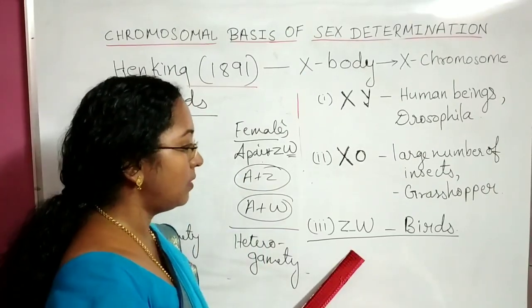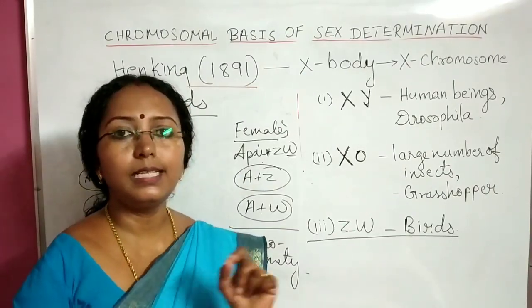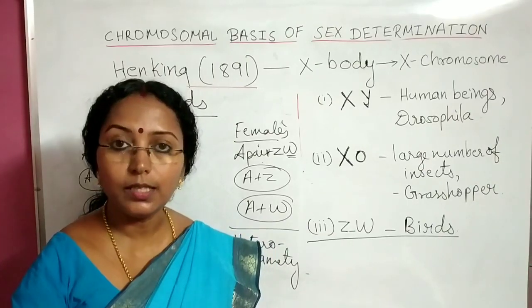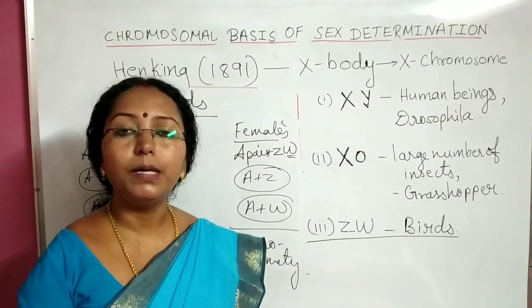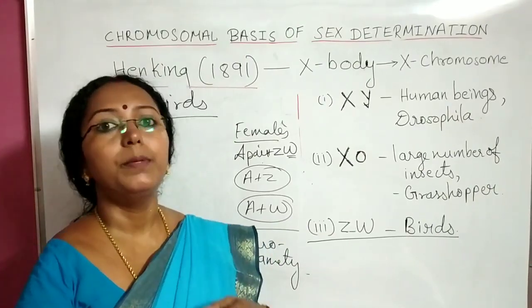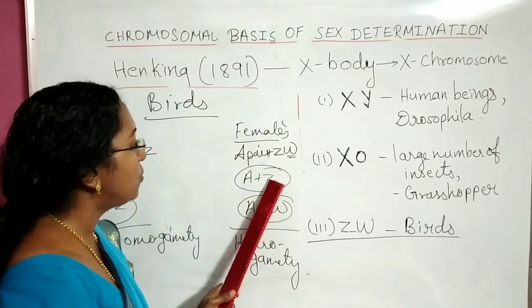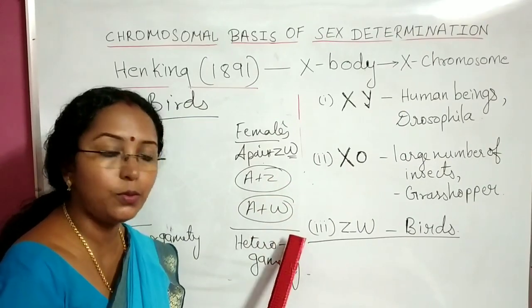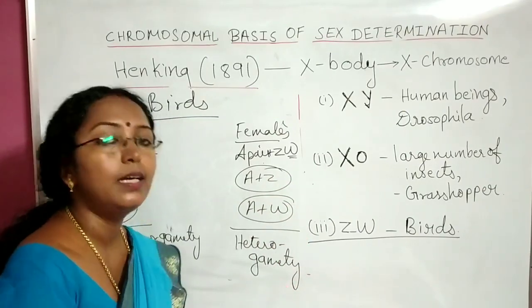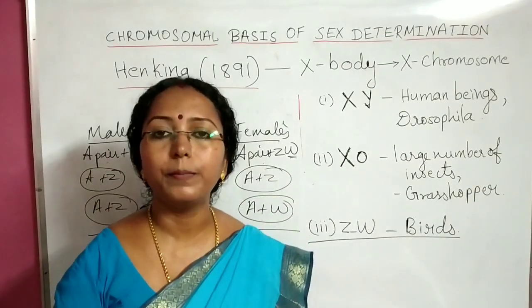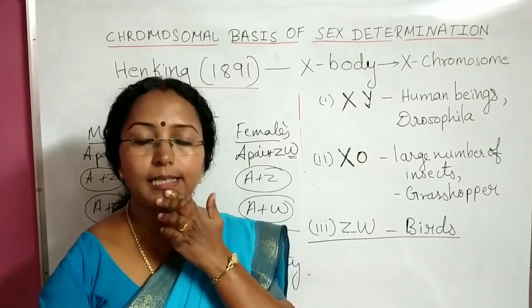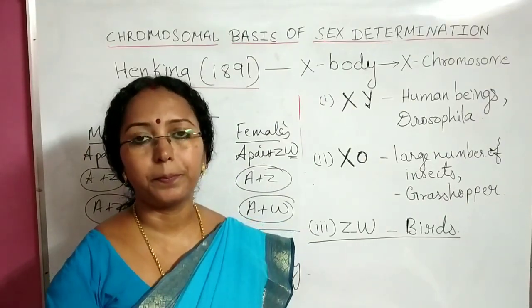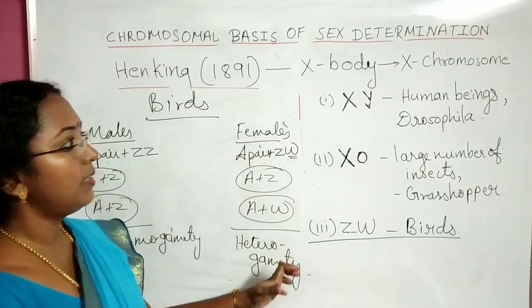Now, in the case of birds, where we use ZW type of sex determination, here females are heterogametic because females produce 2 different kinds of gametes, one having Z, another having W. So they are heterogametic, but males are homogametic because both ZZ chromosomes are same. So this is clear, I think.